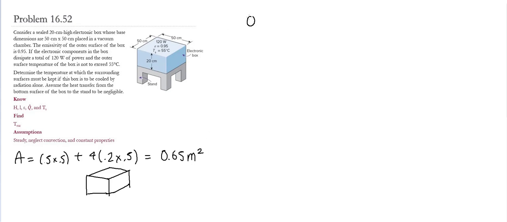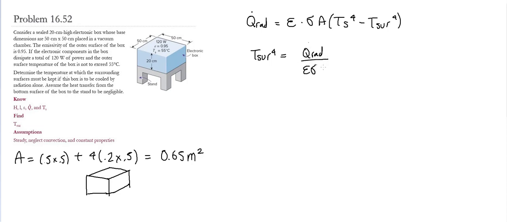As we said before, we're only going to have heat loss due to radiation. That is equivalent to epsilon, sigma, the area, the surface temperature to the fourth minus T surrounding to the fourth. What we're looking for is the temperature of the walls, basically the T surroundings. So we're going to solve this equation. We're going to leave it as T surroundings to the fourth equals Q radiation over epsilon sigma A plus T of the surface to the fourth. Okay, and this value is negative.